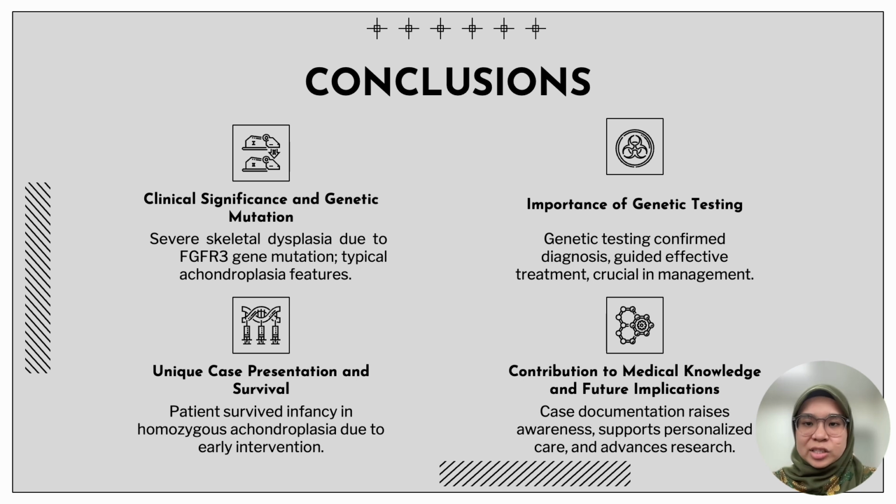Documenting this presentation contributes valuable insight into the clinical manifestation and management of homozygous achondroplasia, emphasizing the necessity of a multidisciplinary approach. It aims to increase awareness among healthcare providers about the potential for severe phenotypic manifestations and the critical role of genetic testing in guiding treatment strategies. This case not only adds to the existing body of knowledge on achondroplasia but also highlights the importance of genetic testing and personalized medicine in improving patient outcomes.